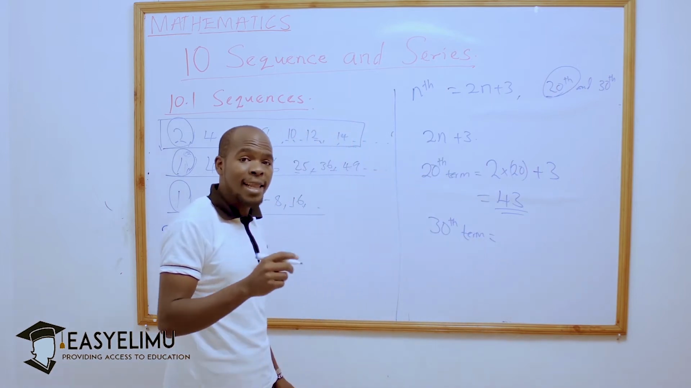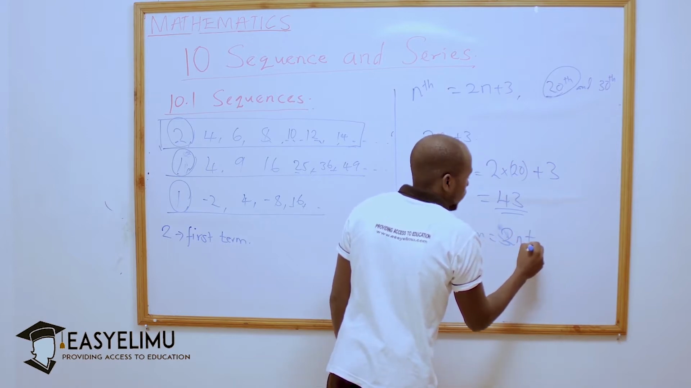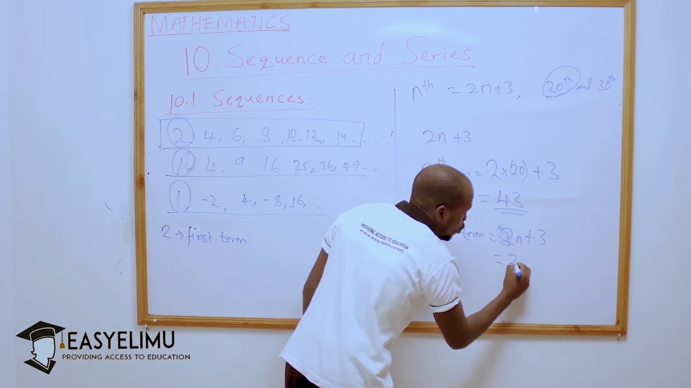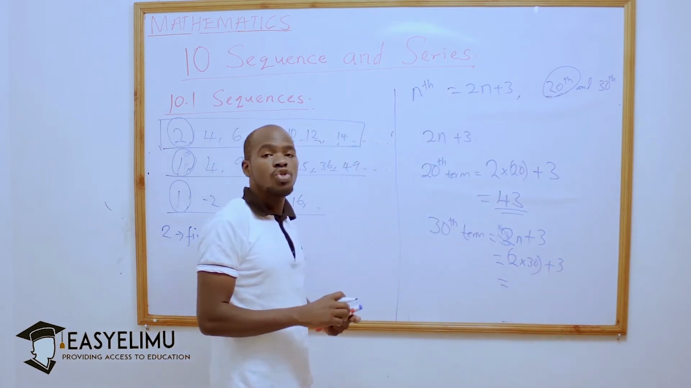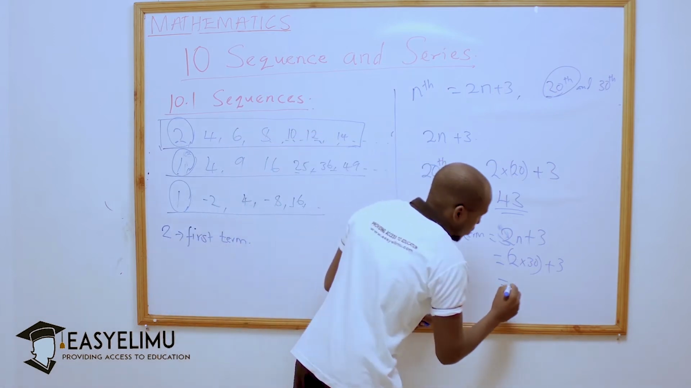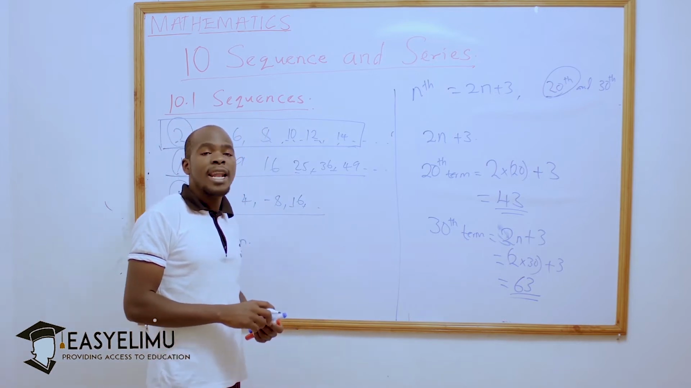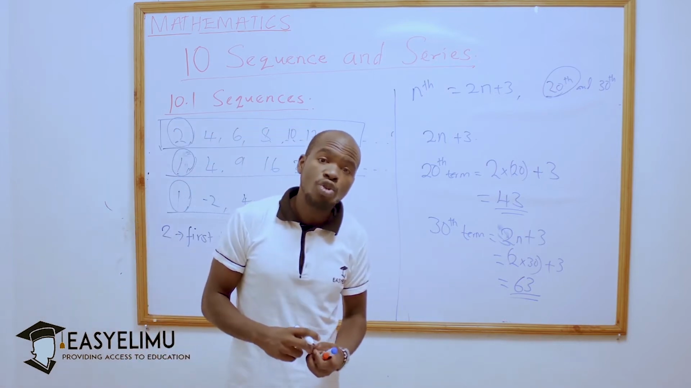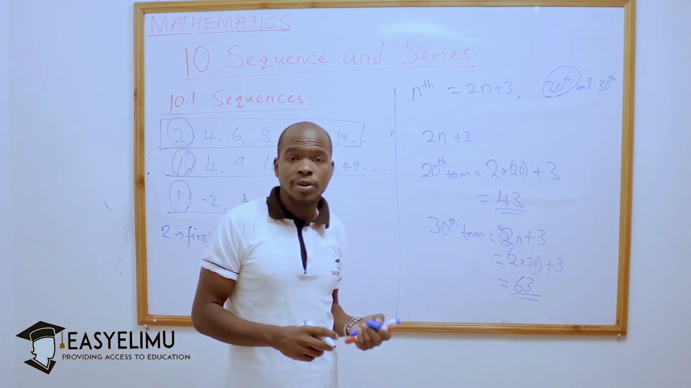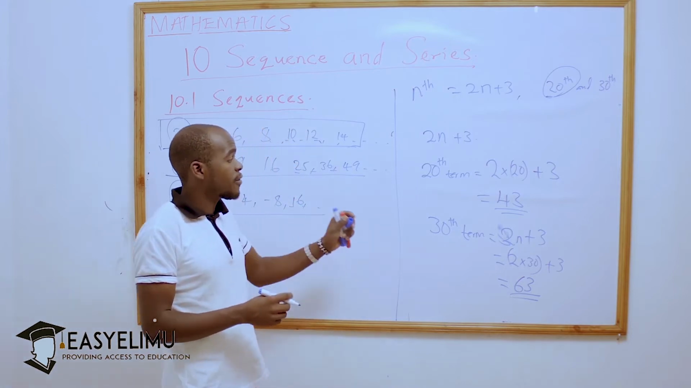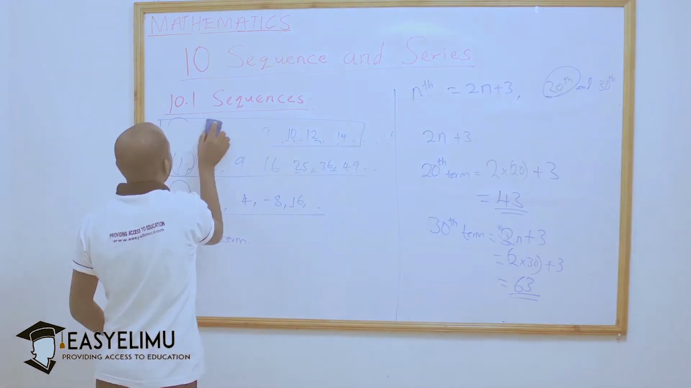And if it is the 30th term, then the number at the 30th term will be 2n plus 3, which is equal to 2 multiplied by 30. Then you add 3, and you will find that you have 63. That number will be 63. So if you want to get any number, so long as you have the formula, you only substitute the required condition into the problem, and then you find whatever you are seeking. So we have seen how you can find that, and let's see another one.